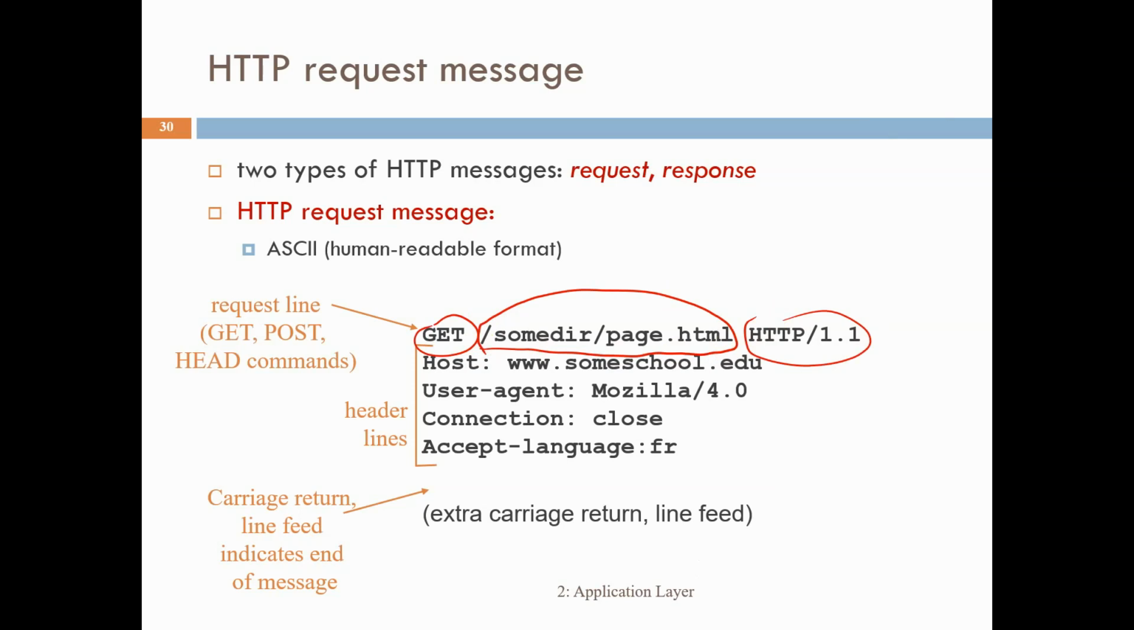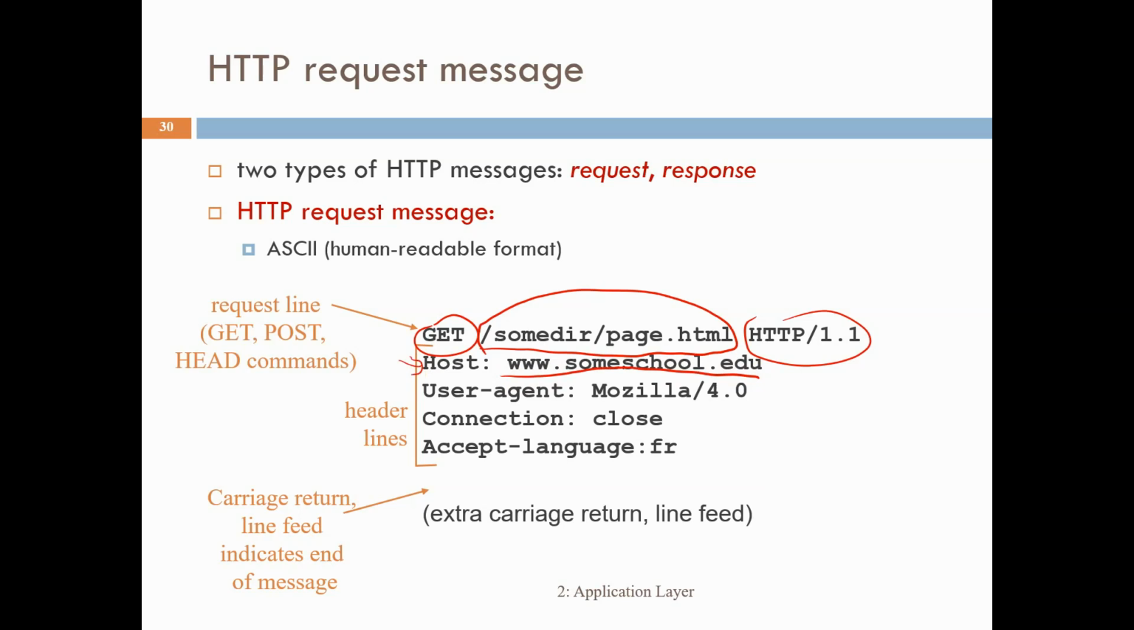After the request line, you have a bunch of header lines. The header lines provide additional information about the request. For example, here the first header line is the host. That's the name of the server. And the host name plus the path in the first line, or the request line, make up the full URL of the object.